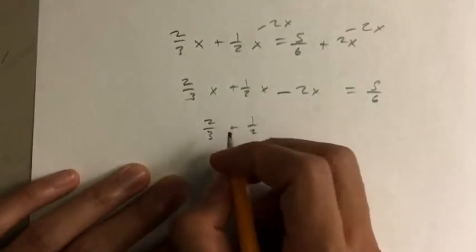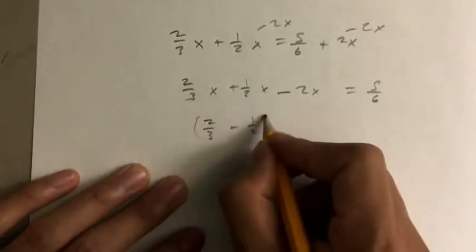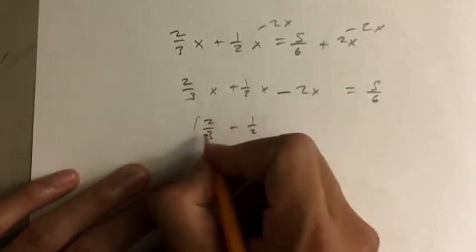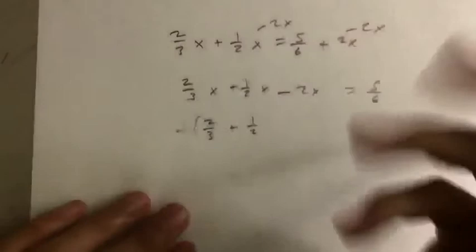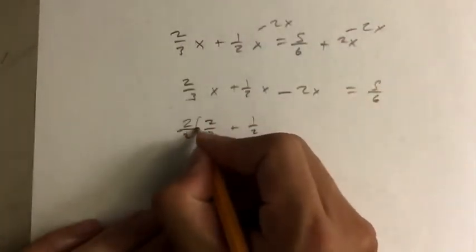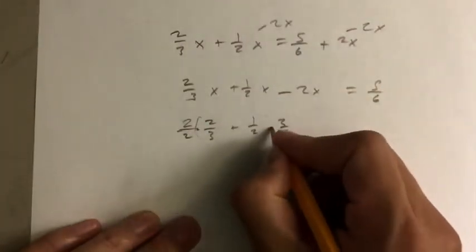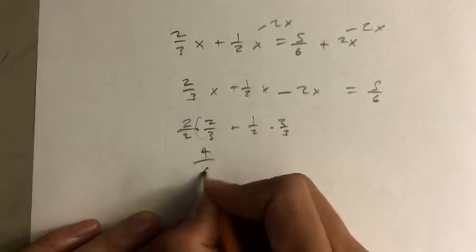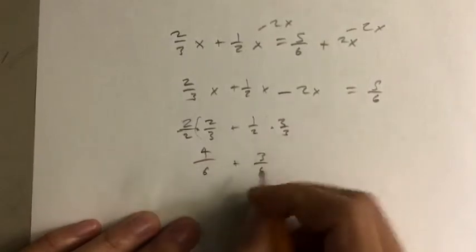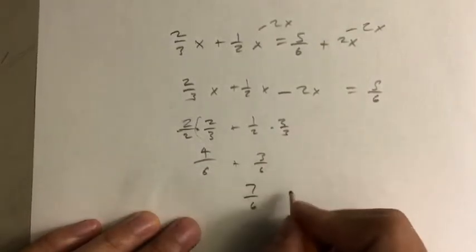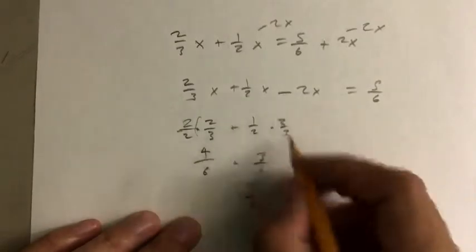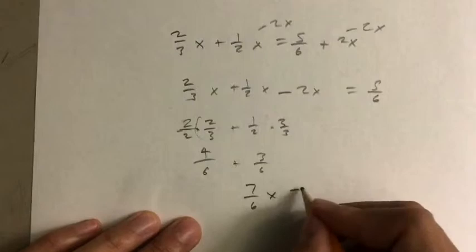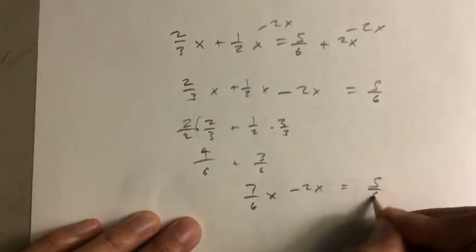Just solve this. Well, you want to get the same denominator, so it's going to be 2 over 2, a clever form of 1, and 3 over 3. So we're going to have 4/6 plus 3/6. That gives us 7/6, and that's the answer. So 7/6 x minus 2x equals 5 over 6.